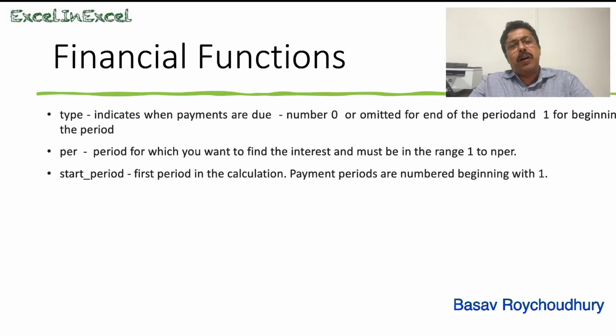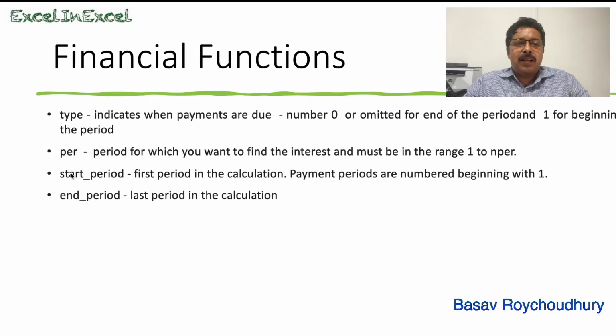But then what happens if I want to find out what is the interest that I am paying in the entire second year? Now, the entire second year basically means starting from the 13th EMI till the 24th EMI. And in that case, the start period and end period become important. So, if I want to find out the interest I am paying in the second year, I will put the start period as 13, end period as 24. All those 12 EMIs that I would have paid, what is the interest that I would have paid in that? So in that case, start period and end period become important.